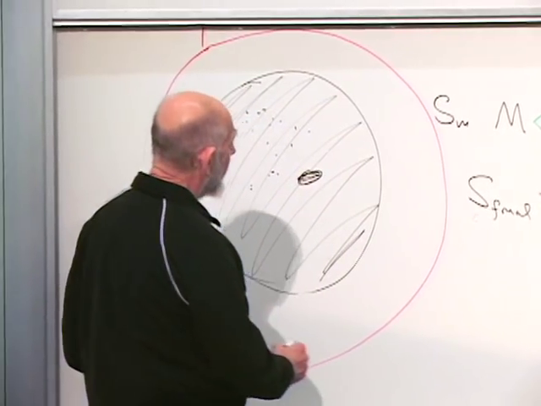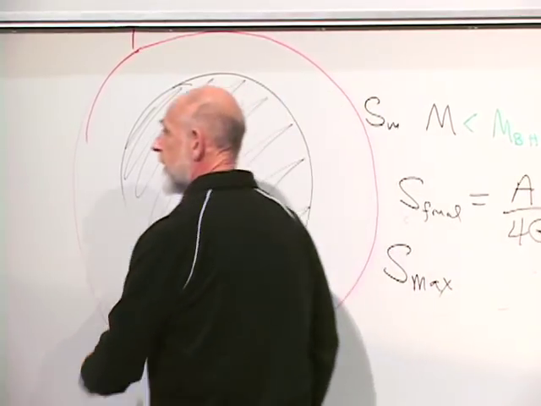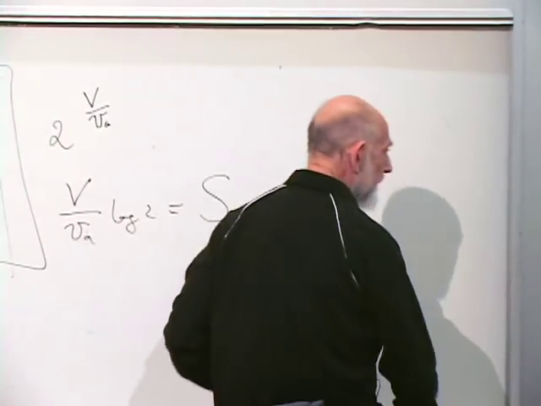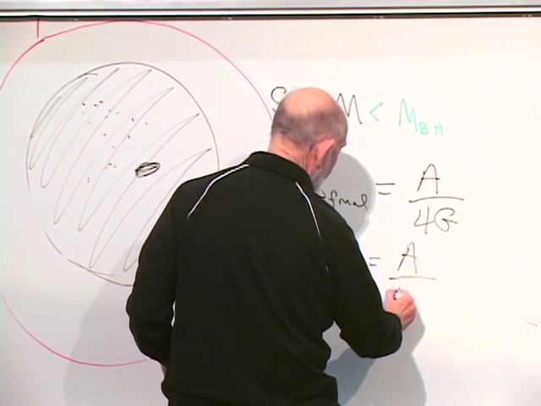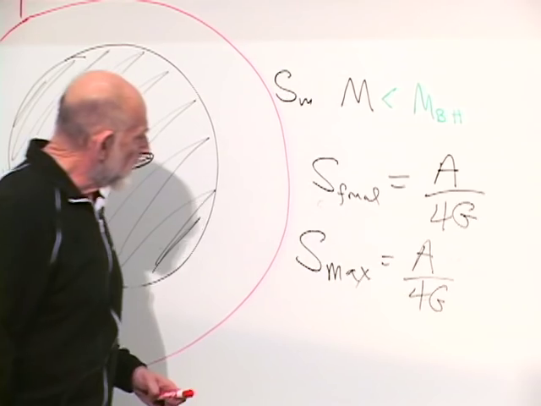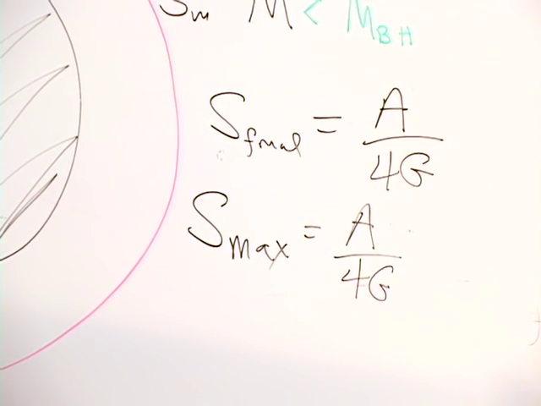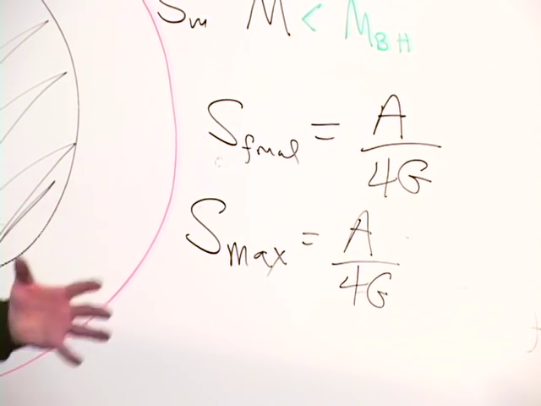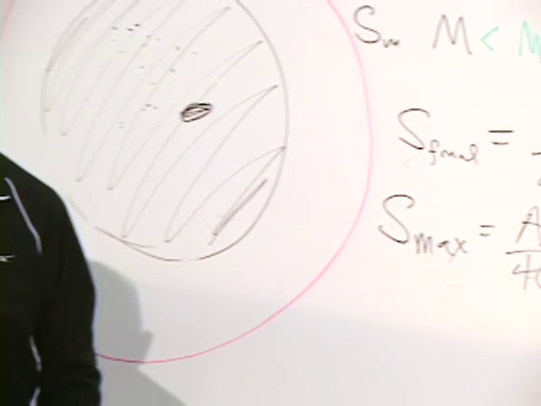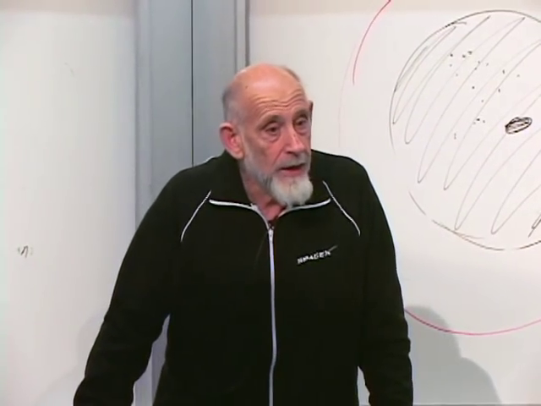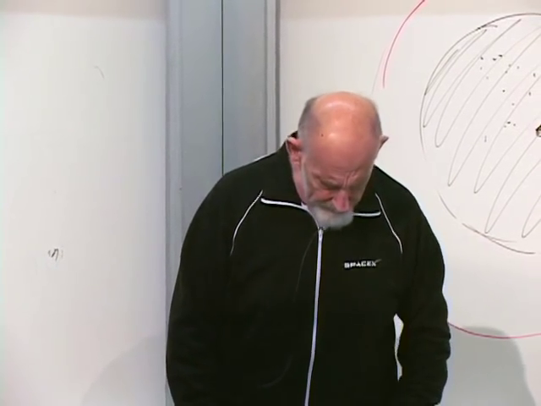We prove in that way that the maximum entropy, S max, the same object we were talking about over here, is equal to the area divided by 4G. This is another way of saying that the number of degrees of freedom of a region of space, that everything that can be described in a region of space, is no bigger than the area of the bounding surface of that region measured in Planck units. That's called the holographic principle.